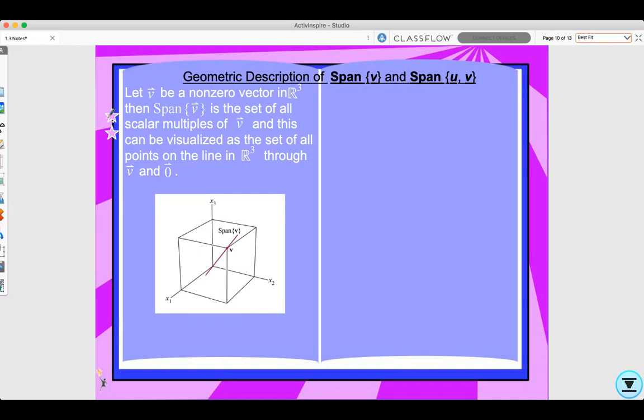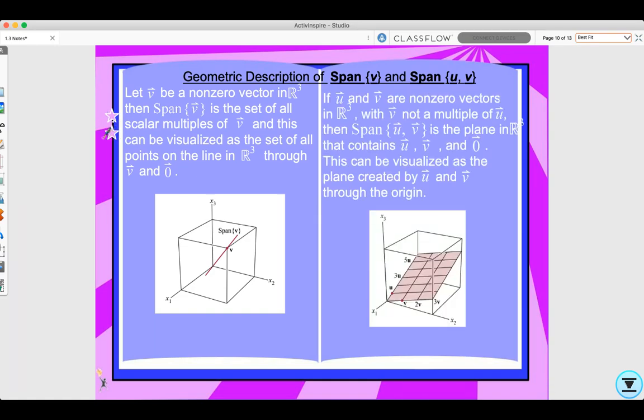The geometric description of span v and span u, v. Let v be a non-zero vector in R3. Then span v is the set of all scalar multiples of v, and this can be visualized as the set of all points on the line in R3 through v and 0. If u and v are non-zero vectors in R3, with v not a multiple of u, then span u, v is the plane in R3 that contains u, v, and 0. This can be visualized as the plane created by u and v through the origin.